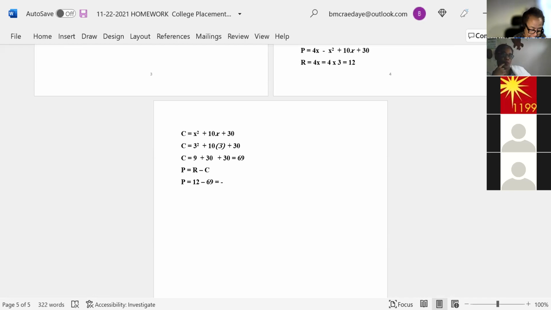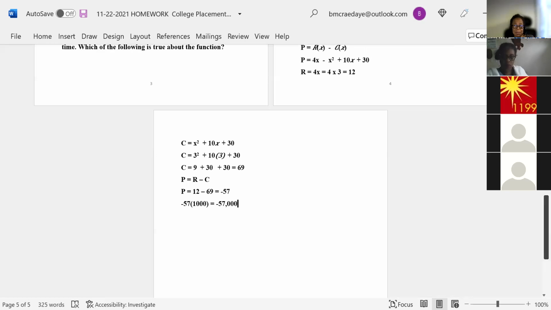That's right, minus 57, because you've got more minus than plus. But this is in thousands. So we just take our minus 57 and multiply it by 1,000, since we know this is in thousands. And that would give you minus 57,000. So is that a loss or a gain? I would say it's a loss. You lose 57,000.